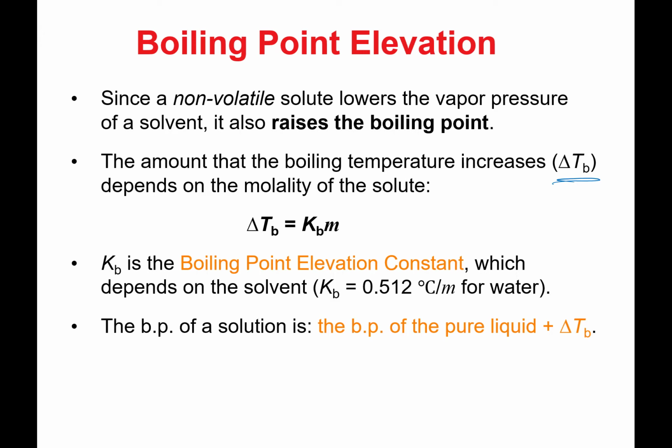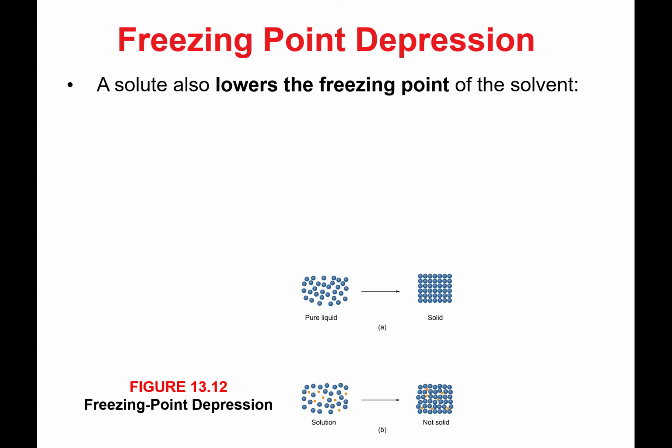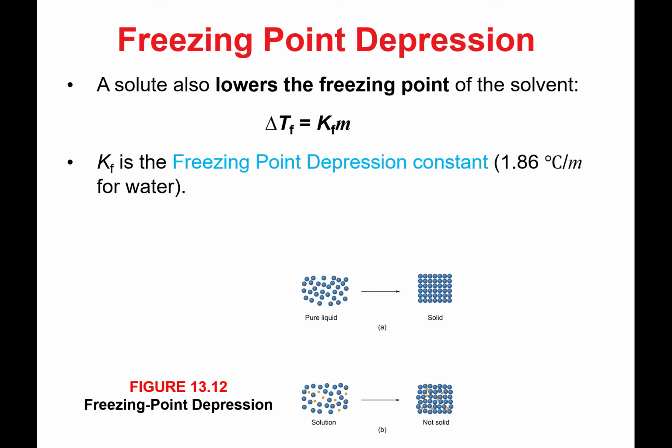Now, at the same time that a solute causes the boiling point to be raised, it causes the freezing point to be lowered. So we call this freezing point depression. We have a similar calculation for freezing point depression. Delta TF in this case is just Kf times the molality. And so Kf is a different constant. It's the freezing point depression constant, which for water is just under 2 degrees C. So you can see that the same amount of solute has a greater effect on the freezing point of a solution than it does on the boiling point.